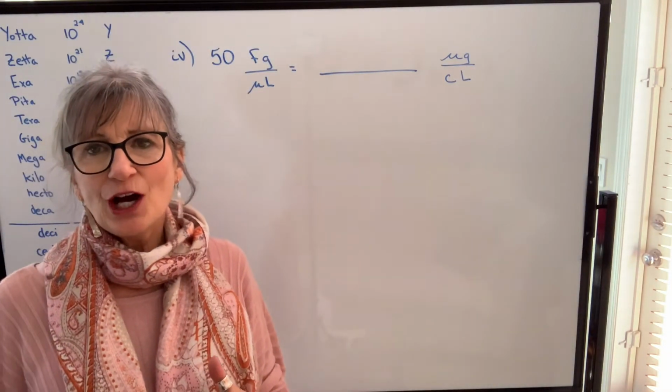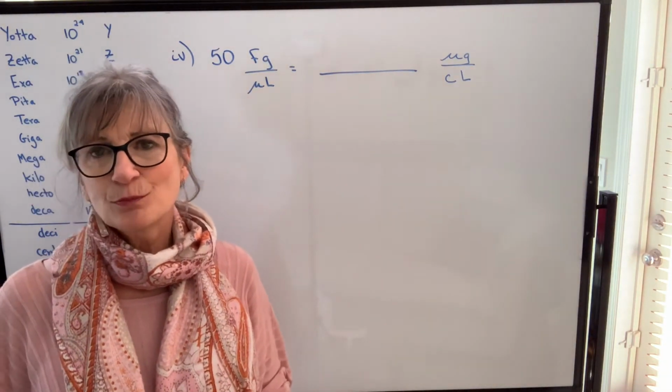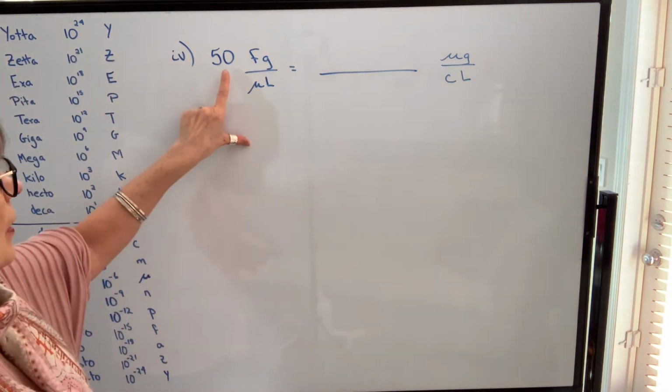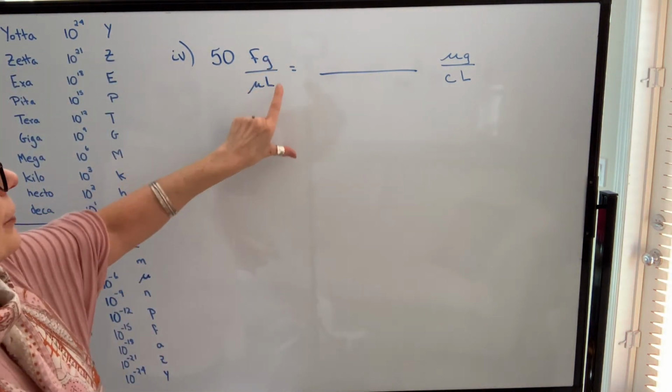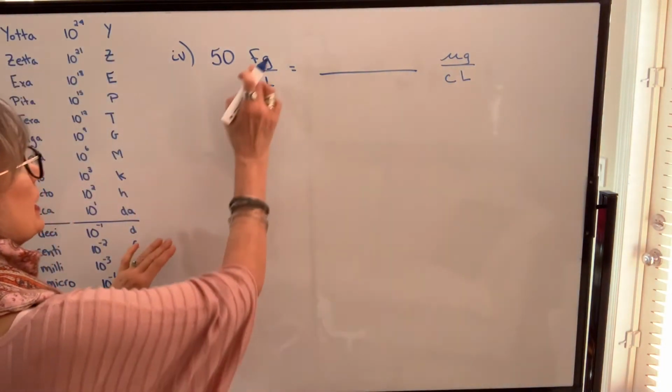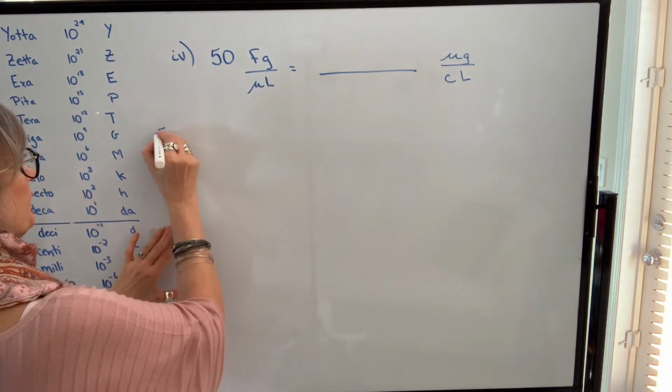It doesn't matter how ugly these prefixes get, the procedures are the same. I want to change 50 femtograms per microliter to microgram per centiliter. So let's start with our mass.